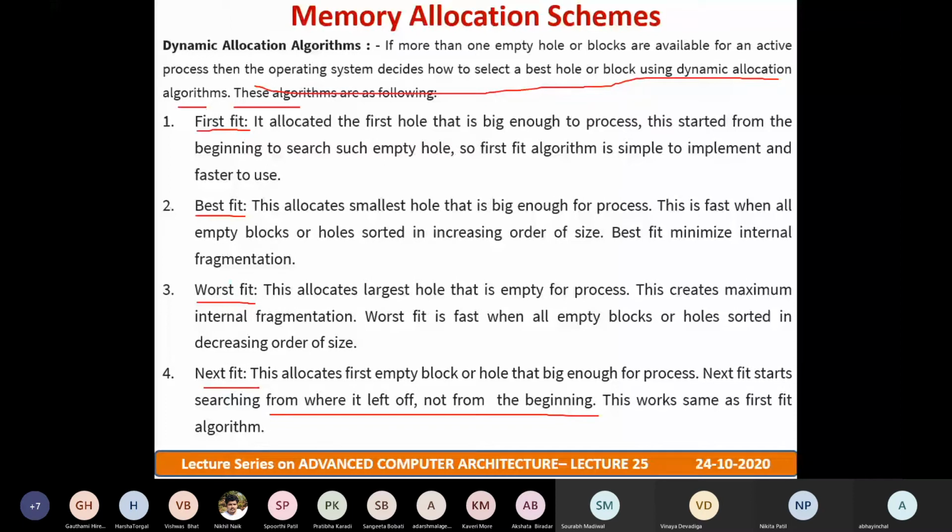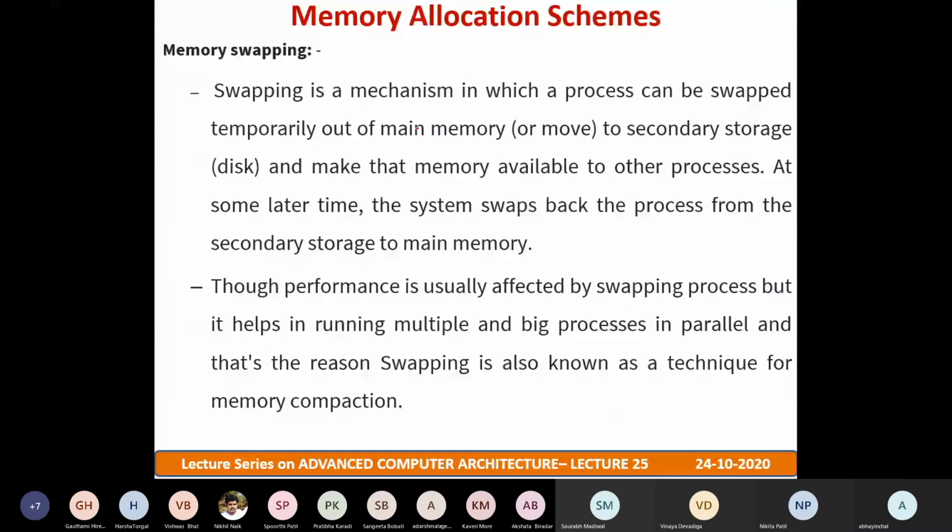This is about dynamic memory allocation. In dynamic memory allocation, we have four methods: first fit, second is best fit, third is worst fit, and the last one is next fit. Then the next technique we are going to talk about is memory swapping.